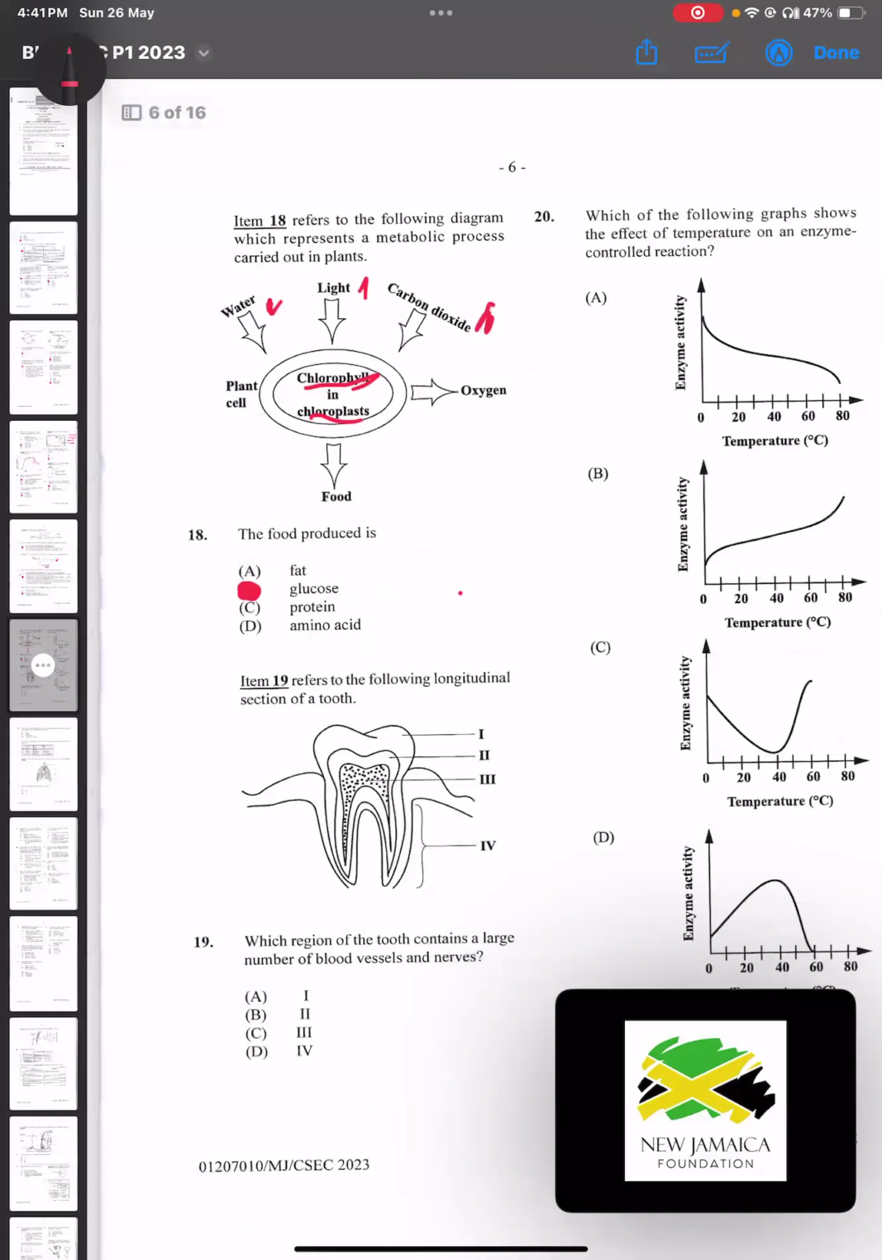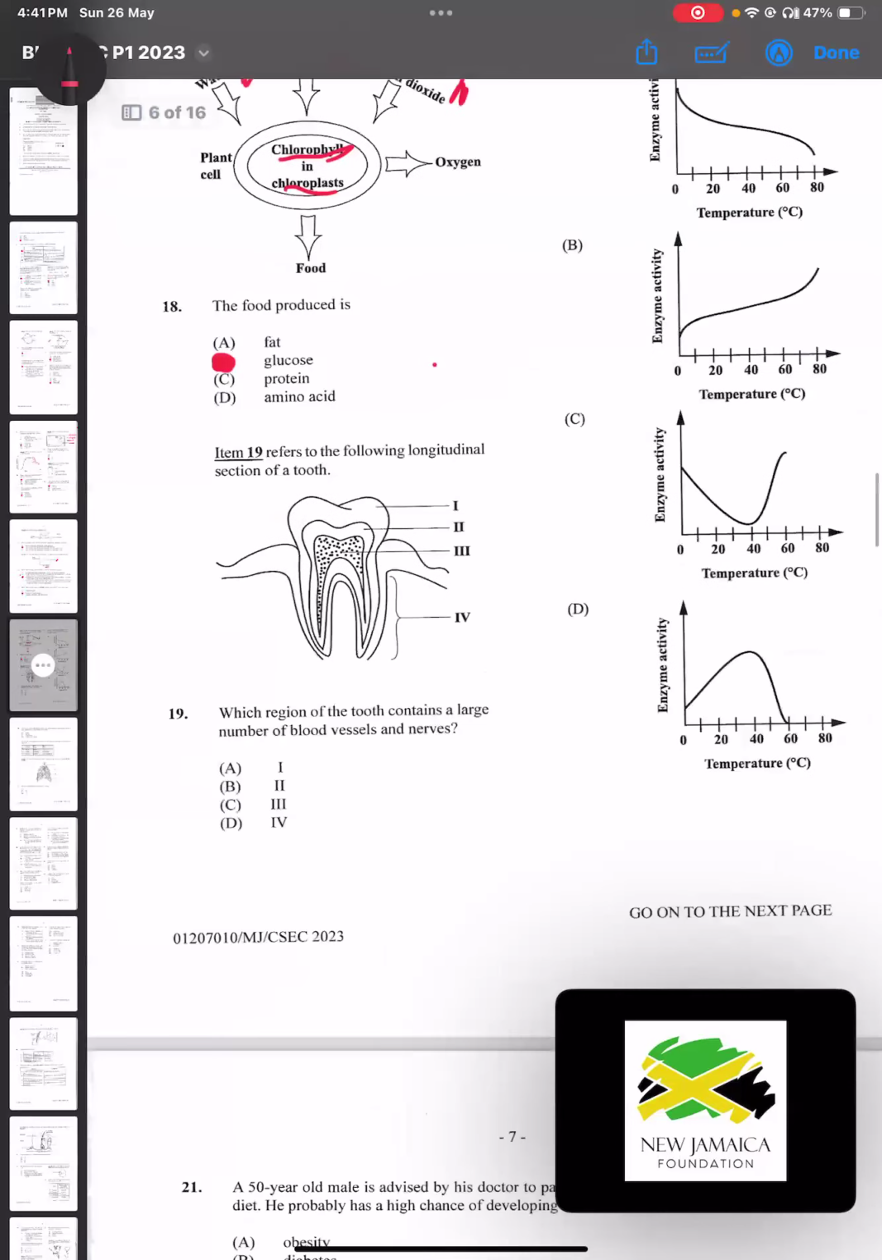And then number 19, it asks which part of the tooth would have the number of blood vessels running through it, blood vessels and nerves.